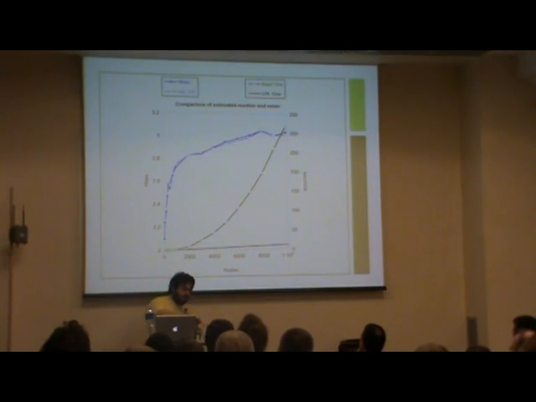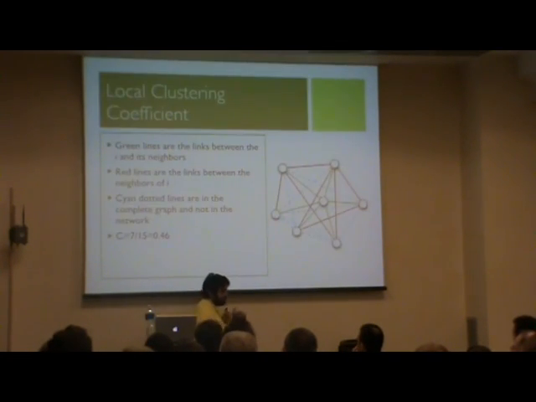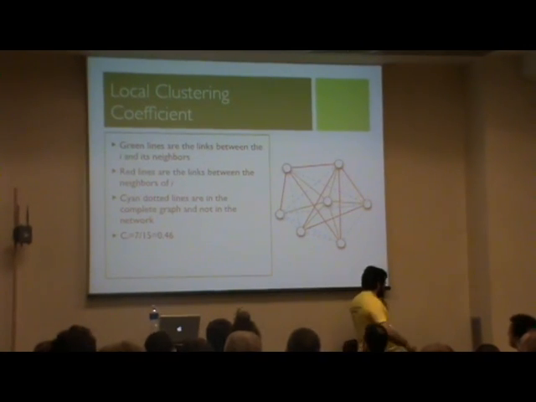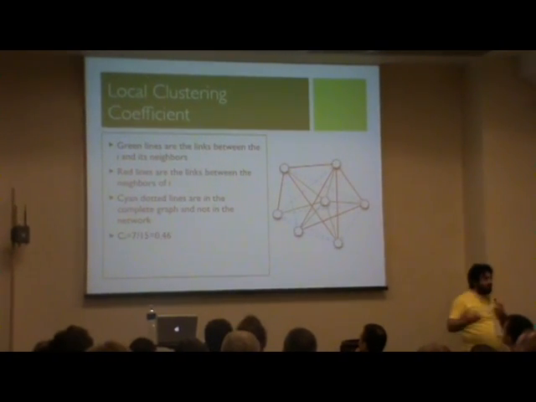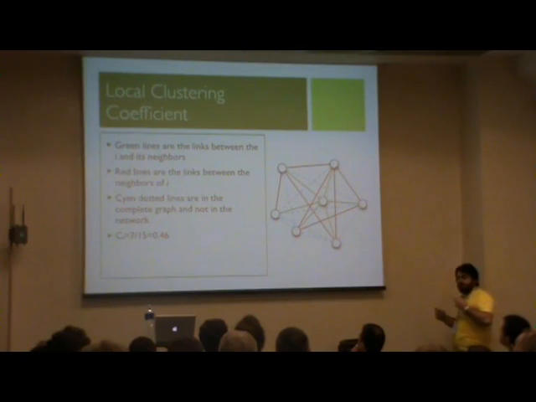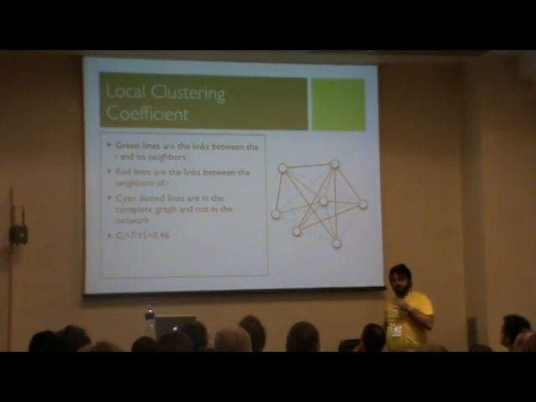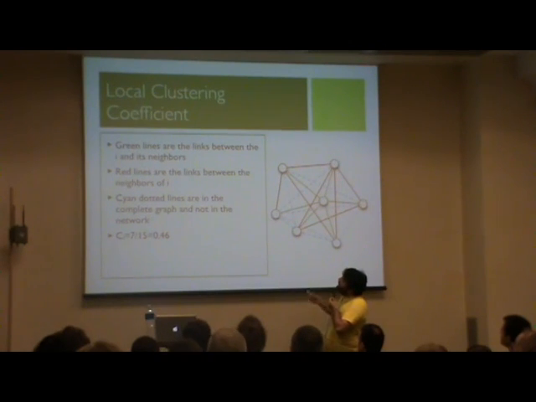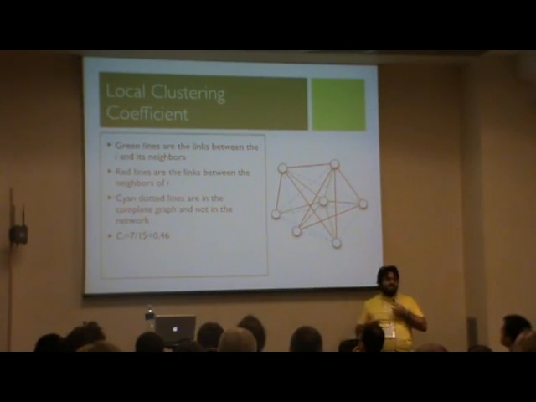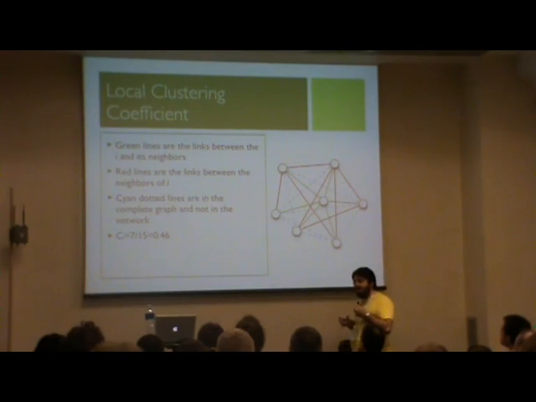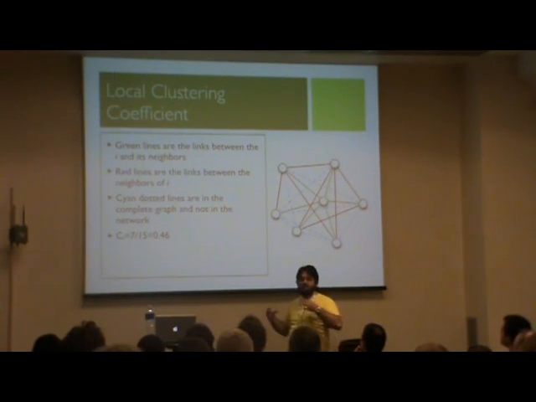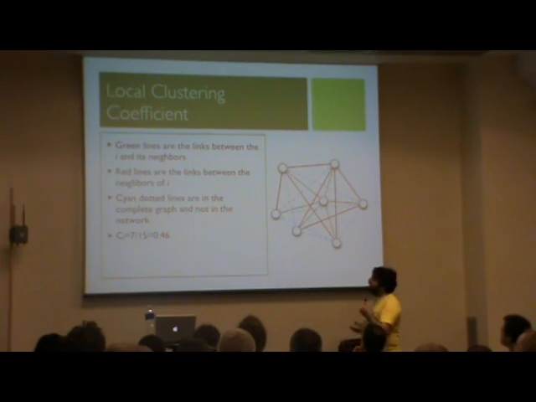And now we have to see another metric, which is the local clustering coefficient, which leads to the clustering coefficient. So, what's the thing? The characteristic path length tells you how close nodes are in the network. Okay? Local clustering coefficient tells you how tightly knit the network is.